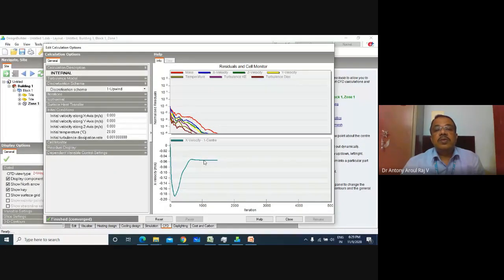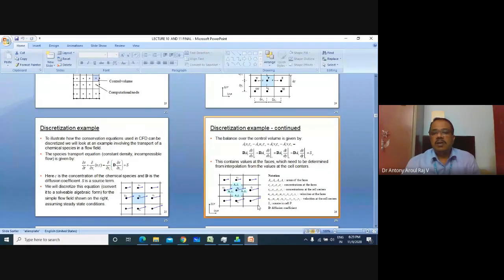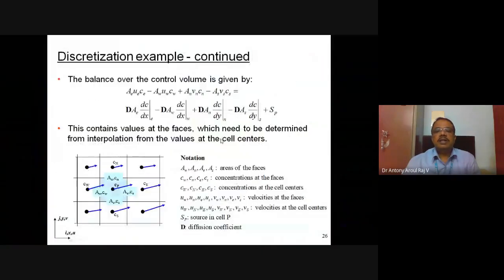So for convergence of the solution, you monitor two things. One is the residual, the other is the x velocity. That is what we have to do when we are monitoring the solution.